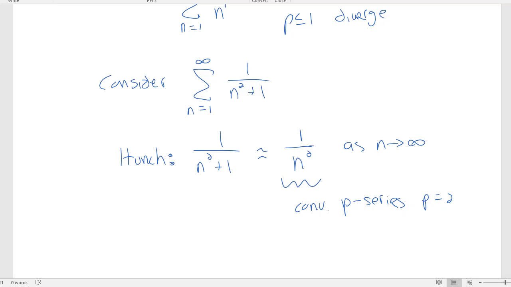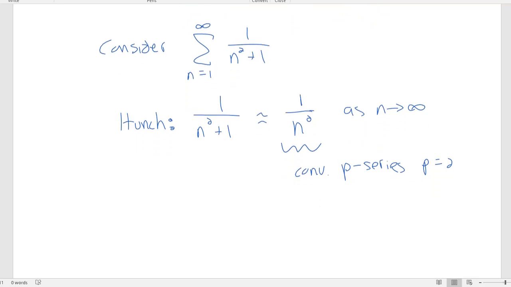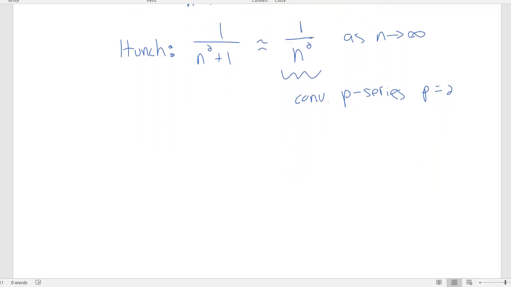We need to justify mathematically that our hunch is true. In the prior video, right at the very end, we actually used the integral test to integrate 1 over n squared plus 1. Go back and take a look at that if you want to. What we're going to do here is use the comparison test to justify our hunch.